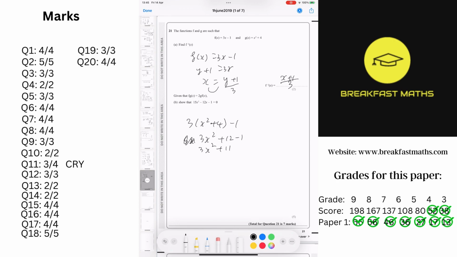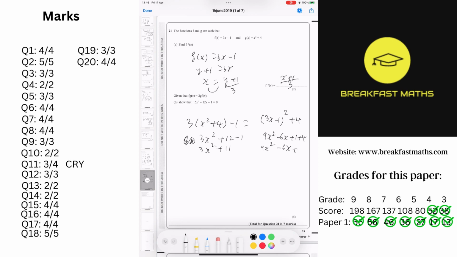If that equals this, g f of x, so put them in the other way round. So we say this is 3x minus 1 all squared plus 4. Okay, so that is still technically equal to this. We just need to put that into this. So we say this is 9x squared minus 6x plus 1 plus 4. Okay, 9x squared minus 6x plus 5.